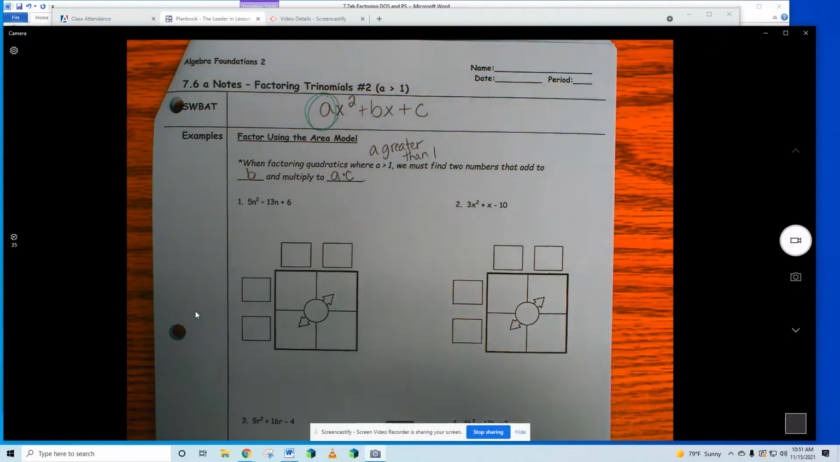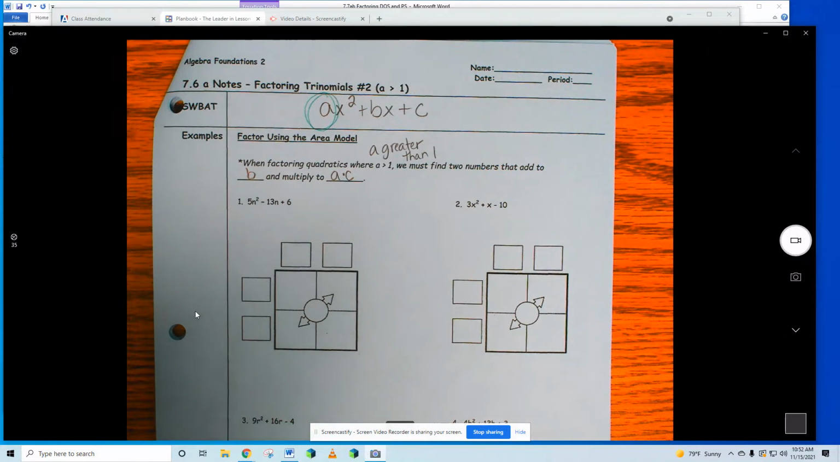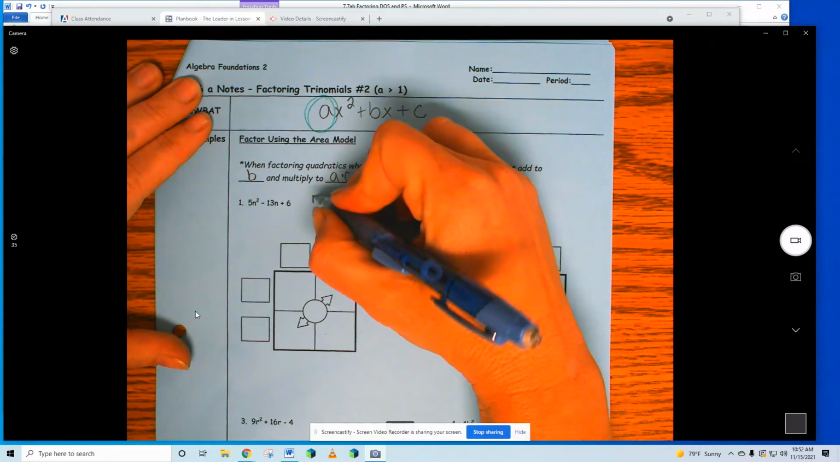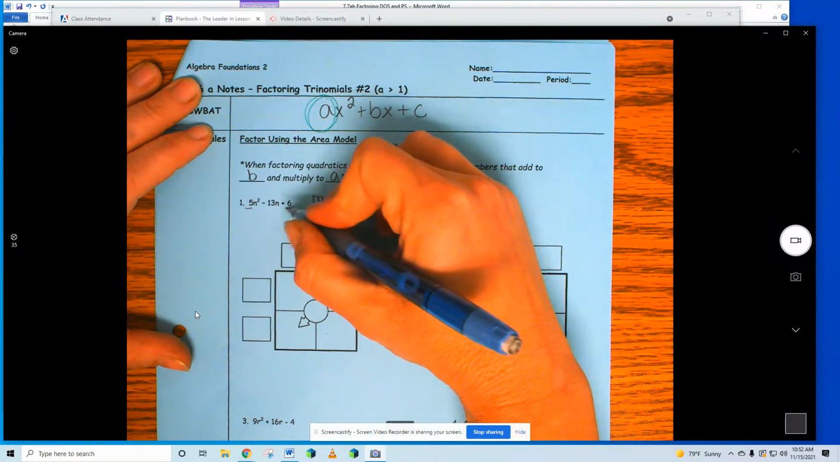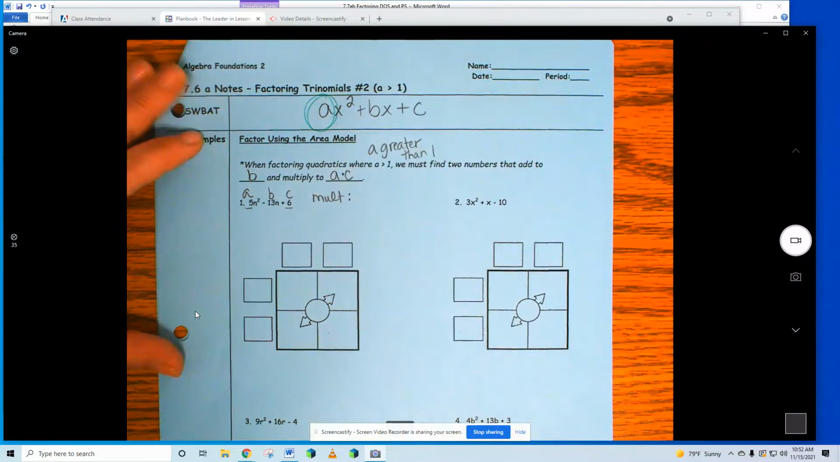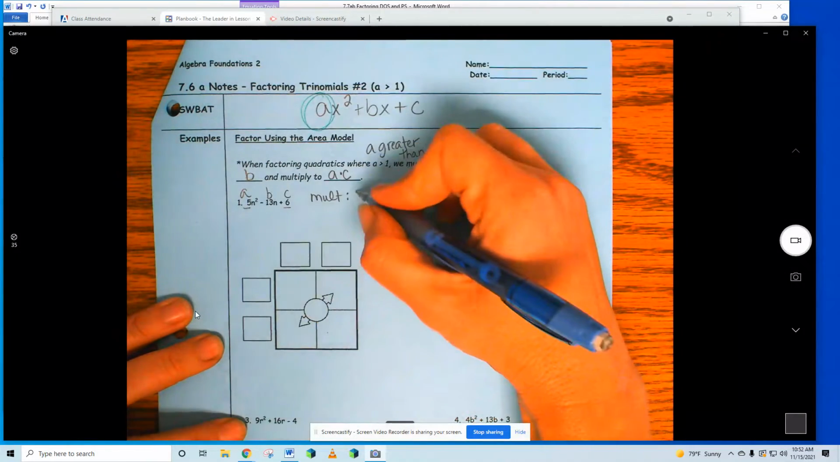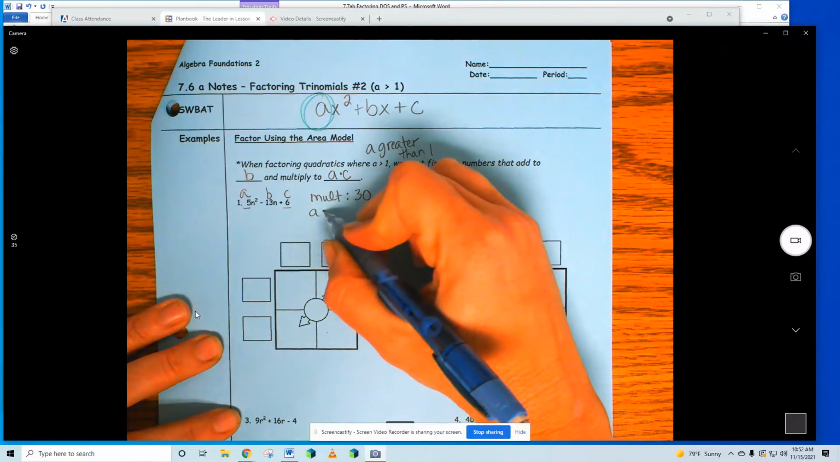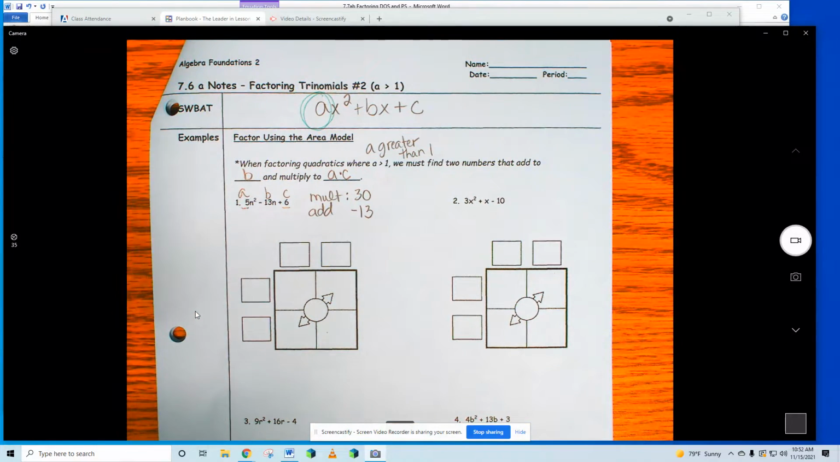So here we go. With this box method, I'm still going to be putting numbers in the box that I'm given in my equation. But I need to first calculate, what am I multiplying to? A times C. 5 times 6. So A, B, C. I am trying to find 2 numbers that multiply to make 5 times 6, 30, and add to B, negative 13. And I'm going to use the box down here.